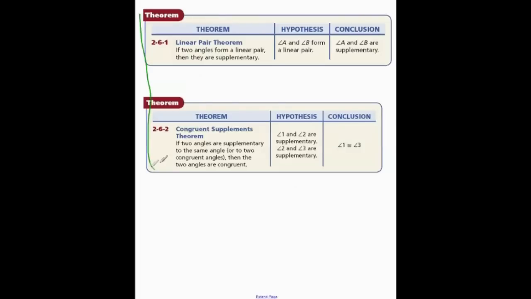Here's a couple of theorems. First one, and let's get used to reading this with an if-then statement. If two angles form a linear pair, then they are supplementary. Very often we're going to want you to write this as your reasoning rather than just say linear pair theorem. And here's the hypothesis. Here's your if, and this is your then. If angle A and angle B form a linear pair, then angle A and angle B are supplementary. There you go.